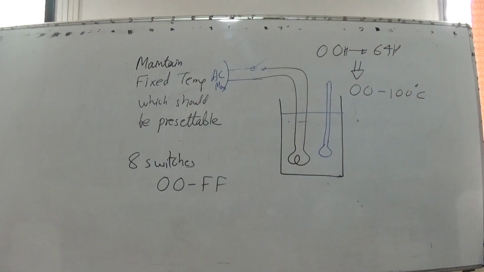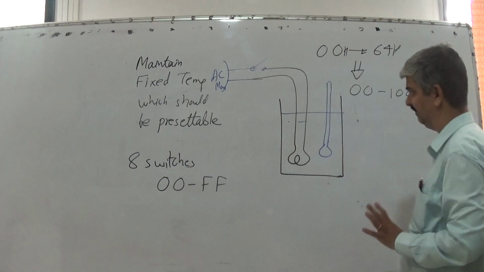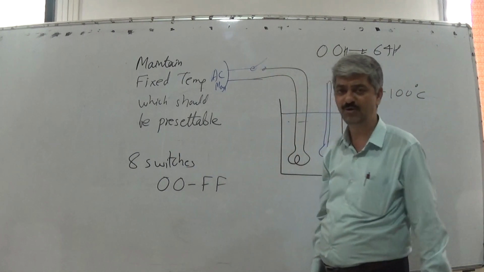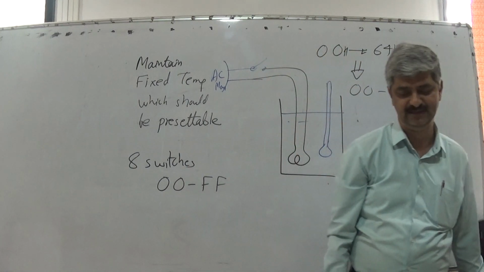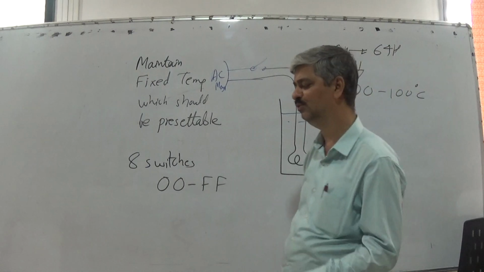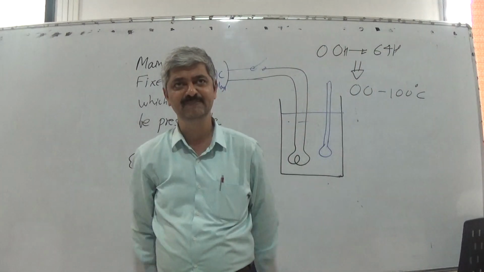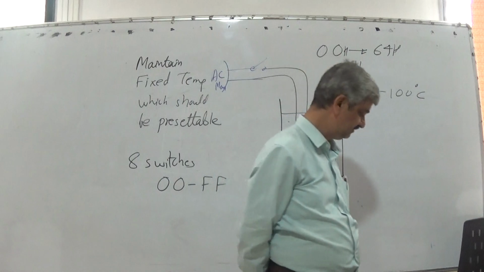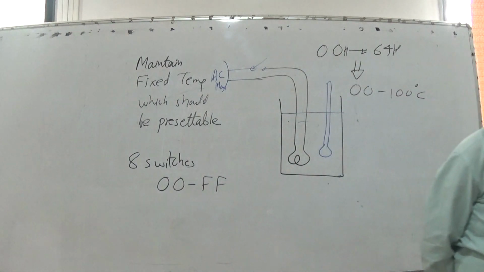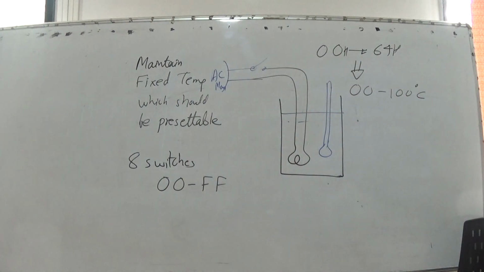When the room temperature is 30 degrees, what will you do? You will put on the heater. A very simple application. You make the switch on, so the temperature will start rising. Then what will you do? When the temperature starts rising, when will you put the heater off?